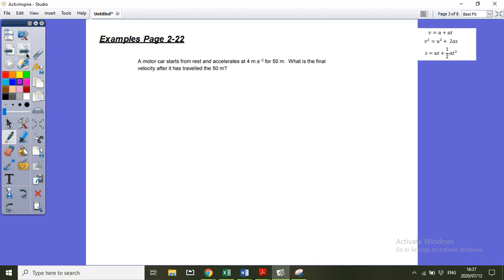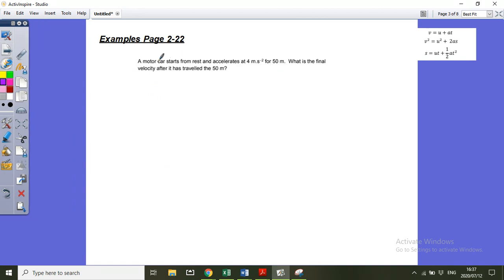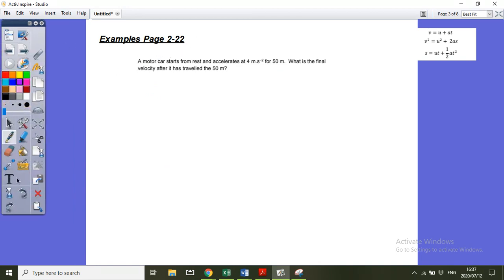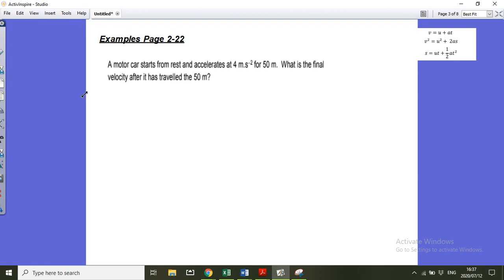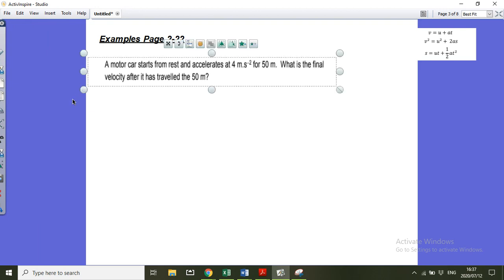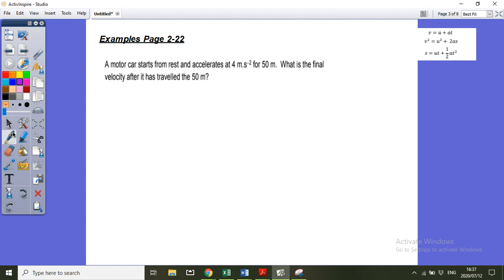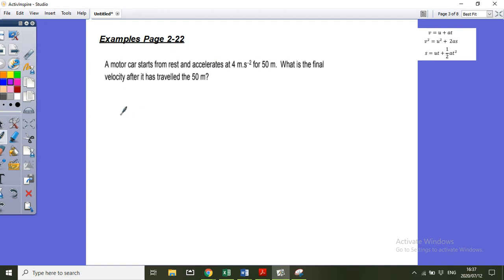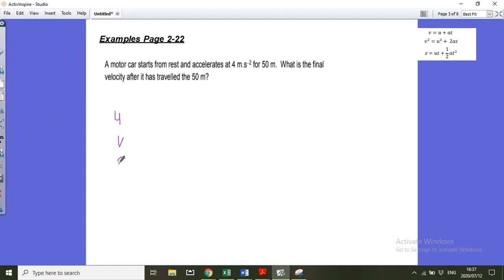Now, your first example on page 222 is a motor car starts from rest and it accelerates at 4 meters per second for 50 meters. What is the final velocity after it has traveled the 50 meters? Now you're just going to say, what are my variables? UVAST. You've read your question fast and you have an idea now of what's going on in it. Please do that so that you know if something's going to change direction or something like that. Now we're reading it again.